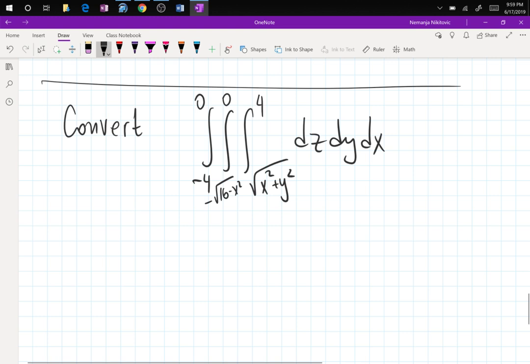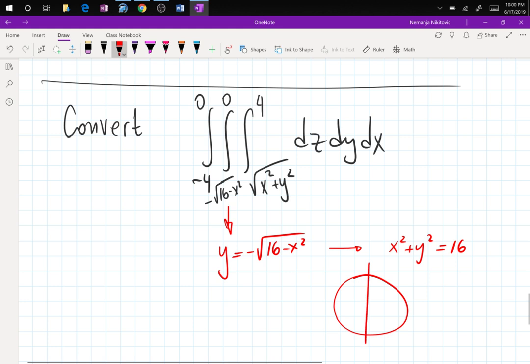Okay, what do we have? That's the important one, right? It says y equals negative square root of 16 minus x squared. So what's that? That's x squared plus y squared equals 16. It's a circle of radius 4.